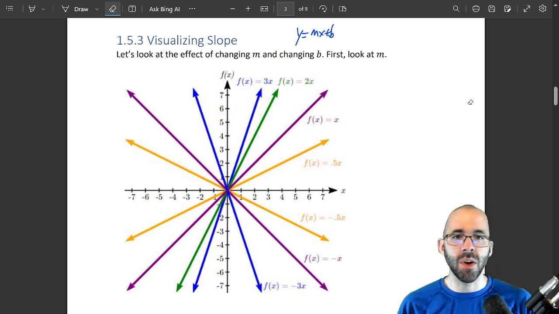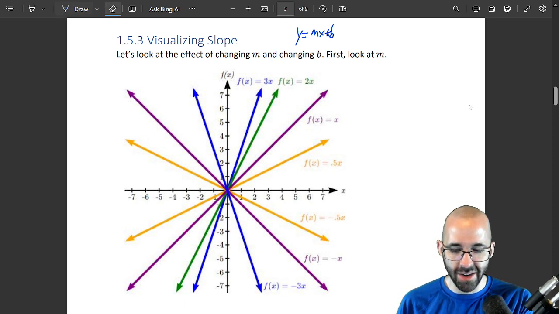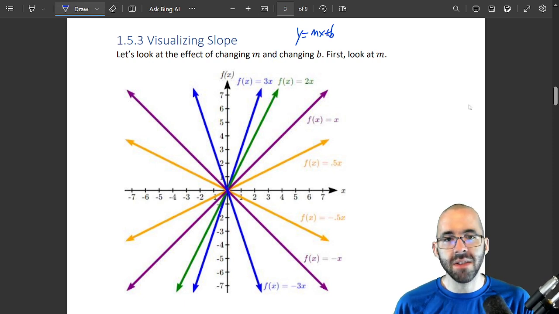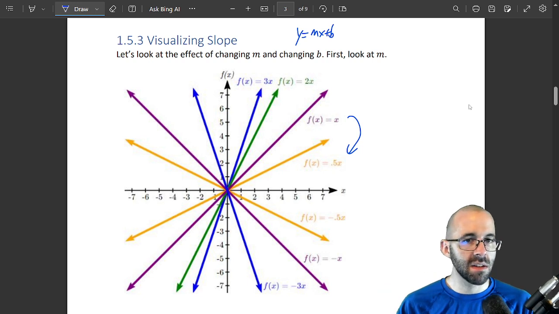We make the slope go up to 3, we get that blue line over here. And that's even steeper. We're rock climbing now, okay? Or if we cut the slope in half, we become the yellow line. Now it's much more navigable. We can walk on it, no problem. So a slope less than 1 makes things flatter, and a slope bigger than 1 makes things steeper.